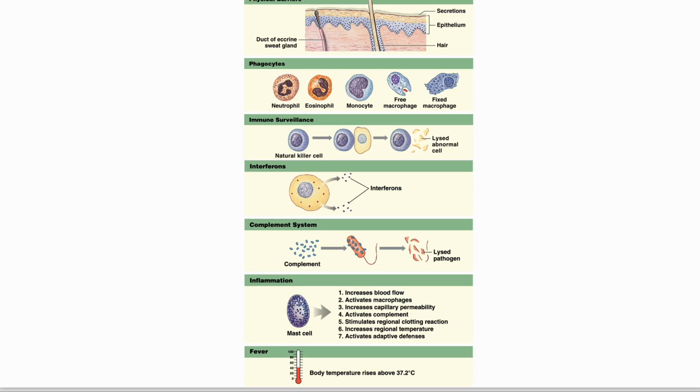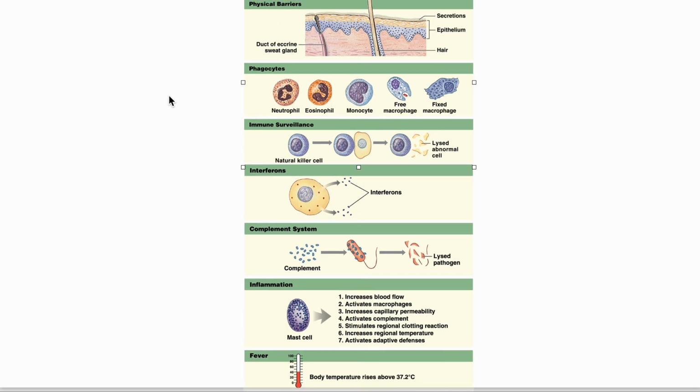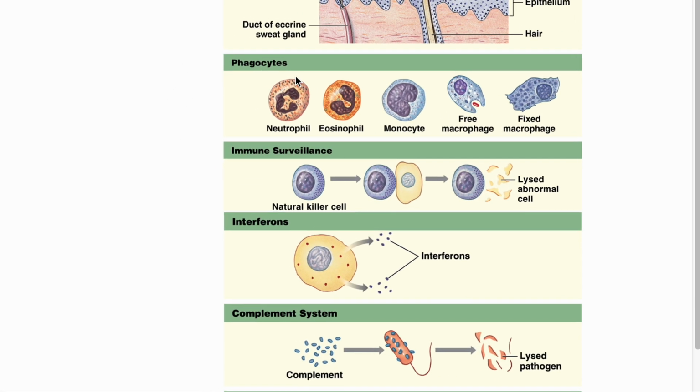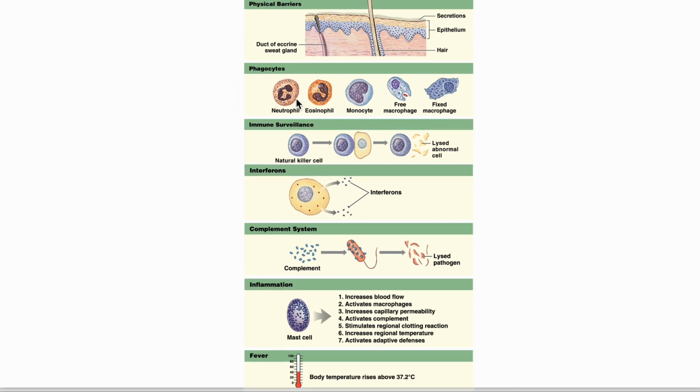All right, and then I've included this last slide. It's running off our slide there a little bit of our mechanisms. So we have that physical barrier. Let's see if I can blow this up a little bit. The answer is no, I cannot. All right, so we've got physical barriers, phagocytes, immune surveillance, interferons, complement system, inflammation, and fever. And all of these are non-specific defenses. They're just trying to protect you from everything kind of equally, if you will. They're not targeting any specific pathogen, and so therefore we call them non-specific immunity.